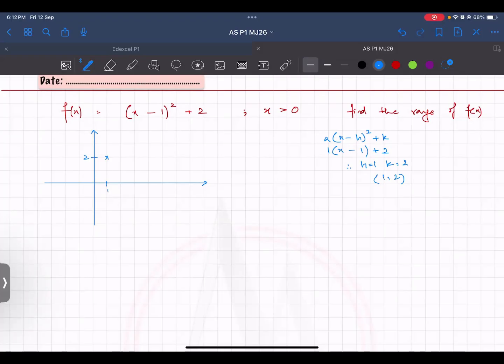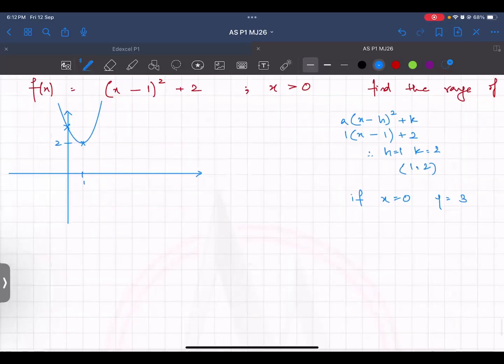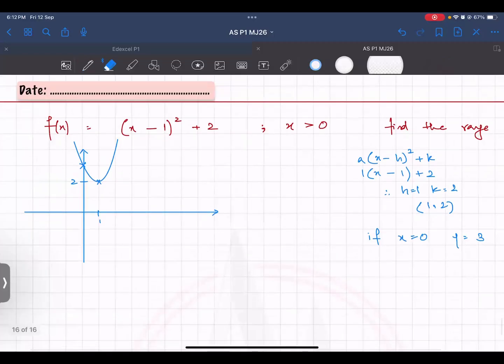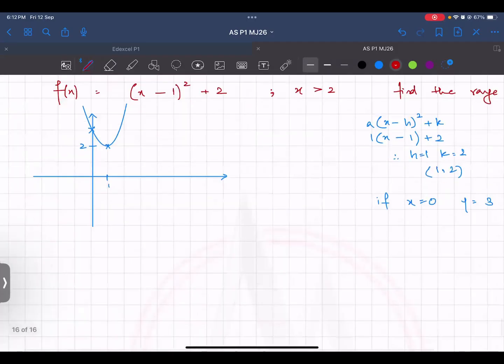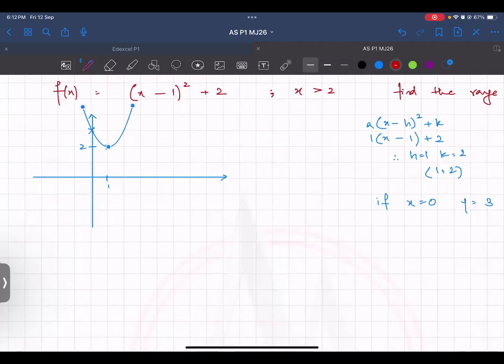And then you find the y intercept. So if x is 0, your y comes out to be (minus 1) square plus 2, so 3. Minus 1 square is 1, 1 plus 2 is 3. So the curve is like this. This is your quadratic curve. And then for the given curve, we have to find now the range.